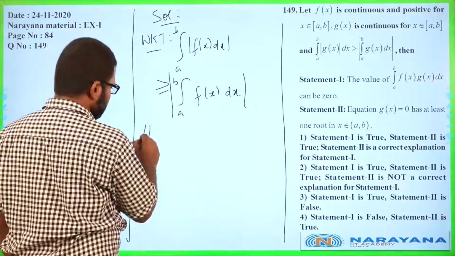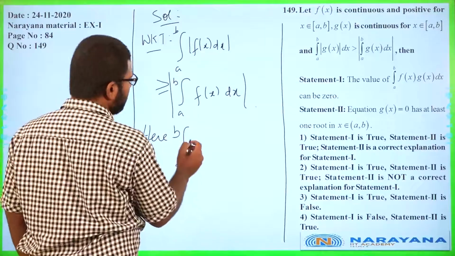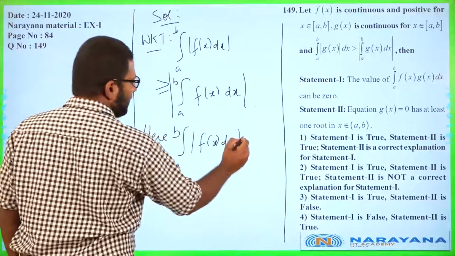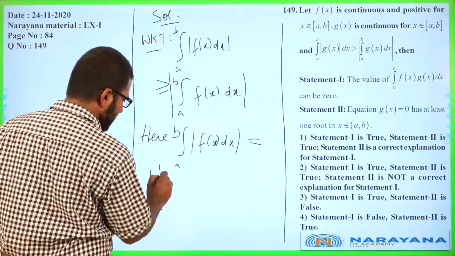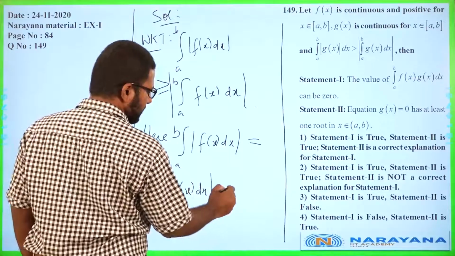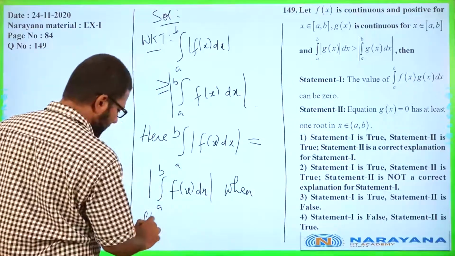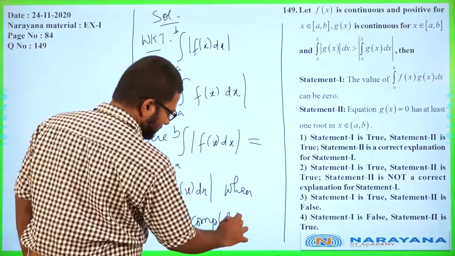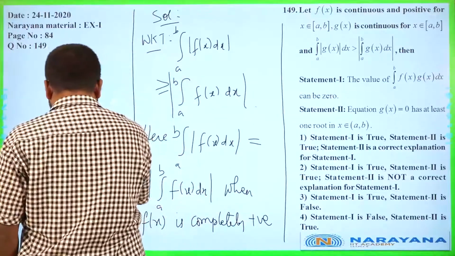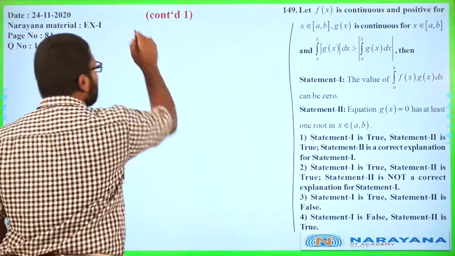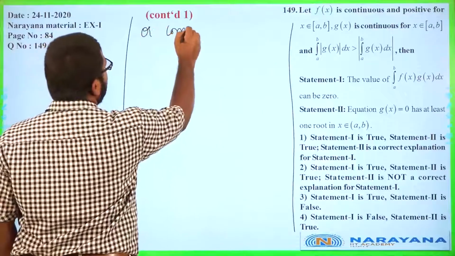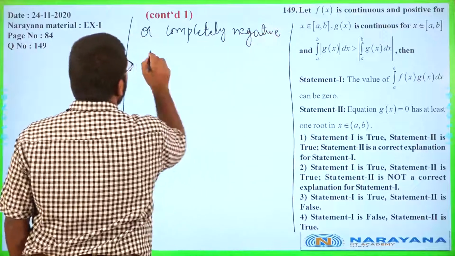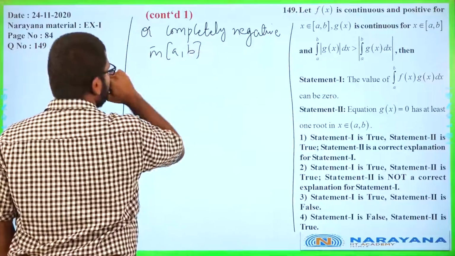So, here integral a to b mod fx dx is equal to mod integral a to b fx dx when fx is completely positive or completely negative in your interval a to b, right.